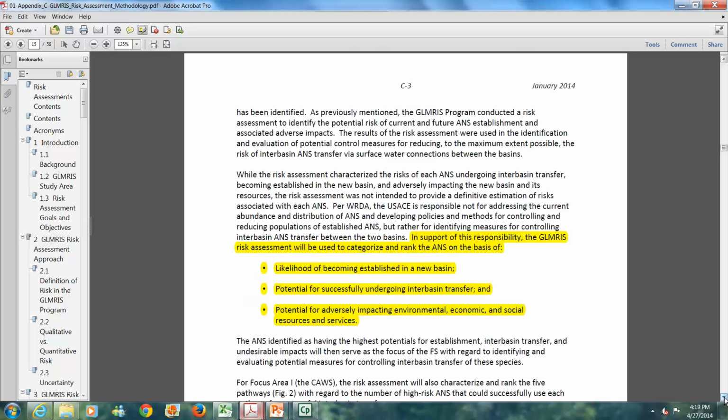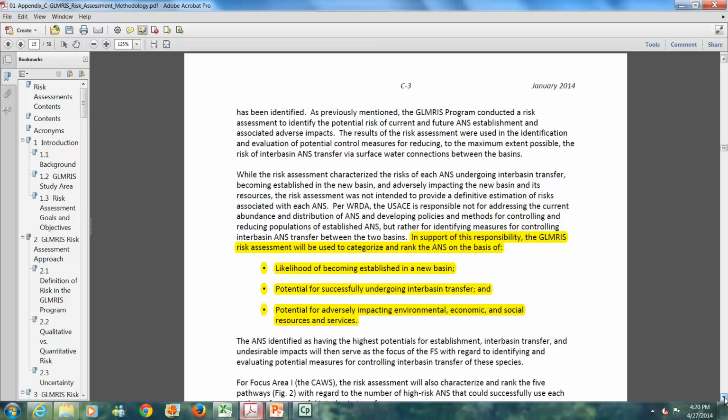here they specifically say, in support of this responsibility, this risk assessment is going to characterize and rank the aquatic nuisance species based on their likelihood of becoming established in a new basin, their potential for successfully undergoing interbasin transfer, and their potential for adversely impacting environmental, economic, and social resources and services. So we've talked about the three pieces of paper. To a great extent, this identifies some of the questions as well as some goals.